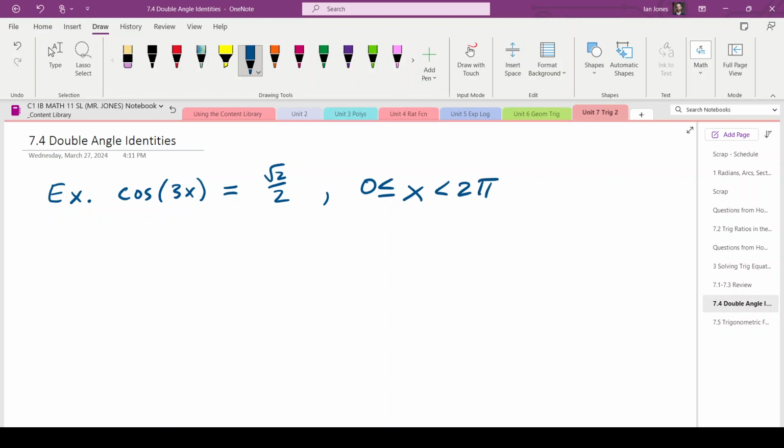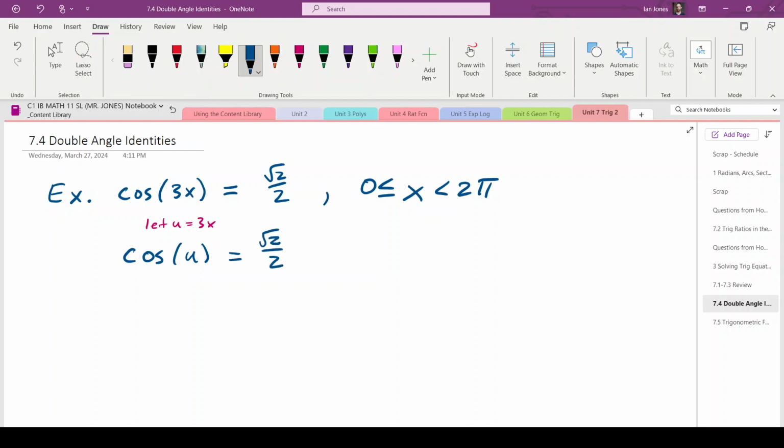Okay. Now, here, what we're going to do is let 3x be u so that this looks more like something that we know how to solve. Maybe I'll just put in here let u equal 3x. And so now we have that cosine of u is root 2 over 2.